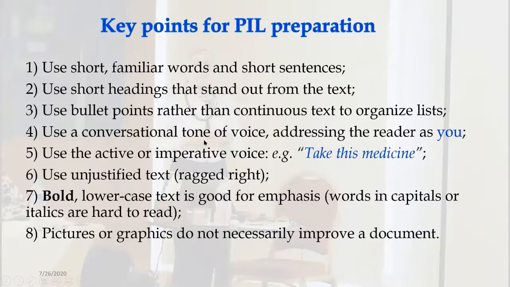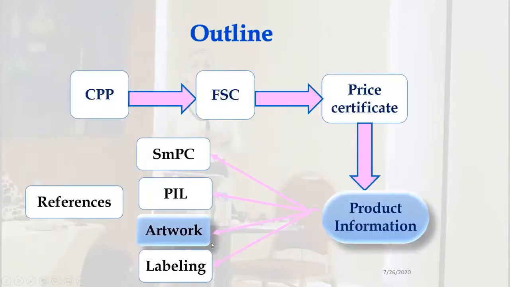We have to use a conversational tone of voice, like using the word you. We have to address the patient information leaflet, the PIL, to the patient. So try to use the word you in a conversational tone. And we have to use the active voice, like take this medicine. You have to advise him what to do and what not to do. And in the format, use unjustified text, and use bold and lowercase text. It isn't recommended to use capitals or italics, as they will be hard to read. It isn't recommended to use pictures or graphics in the PIL.